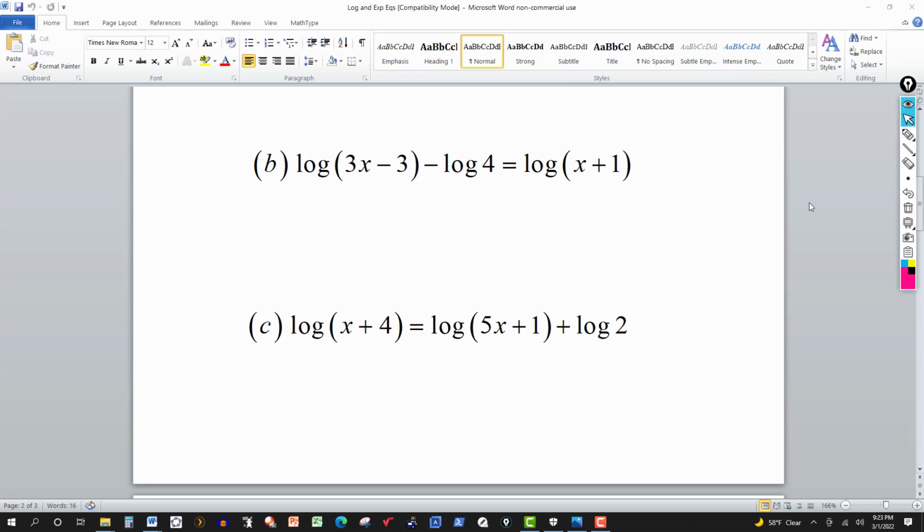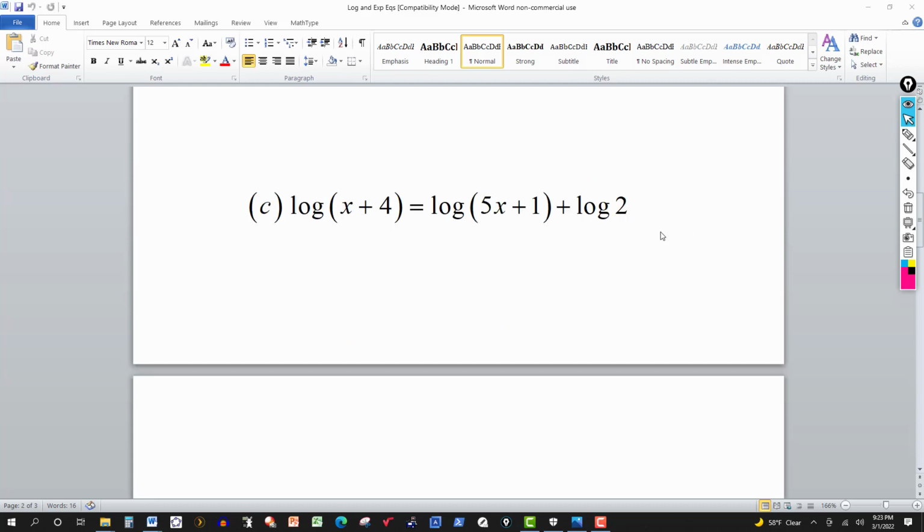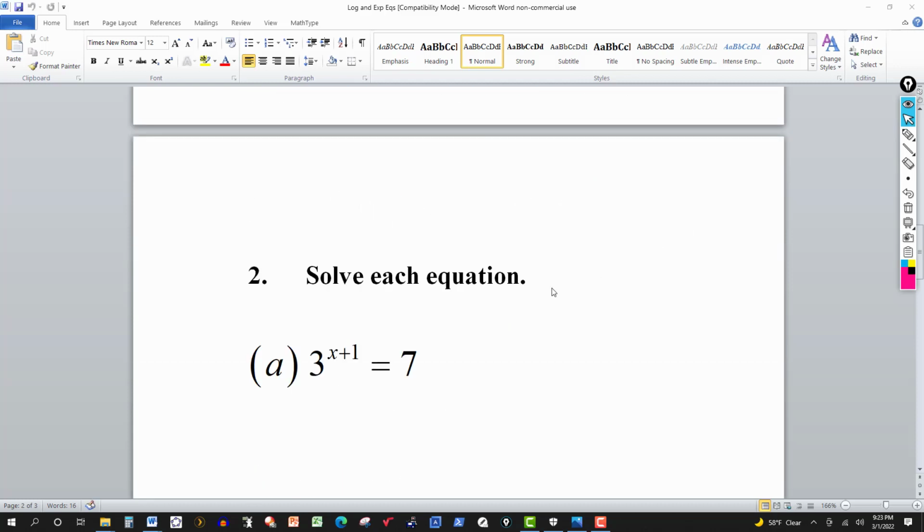Clear this. So we're dealing with log equations first, and then exponentials. So let's look at the next one. Solve each equation. So we have 3 to the x plus 1 is equal to 7. What I'll do here, I'm going to take the log of both sides. Now you can use log base 10 or the natural log. I'm going to use the natural log. So this is going to be the natural log of 3 to the x plus 1 equals the natural log of 7.